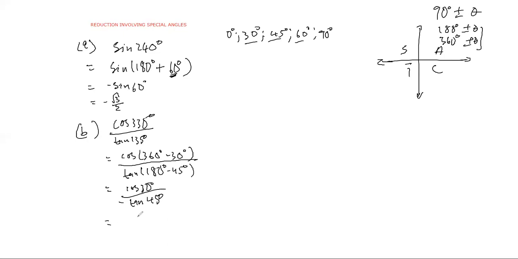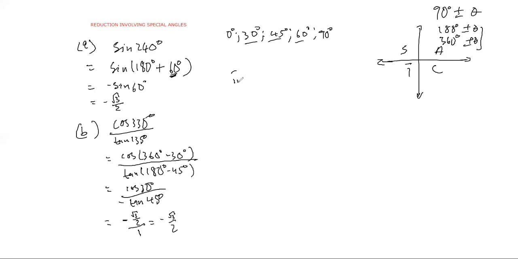What is cos 30? Cos 30 is square root of 3 over 2. I'm going to have that negative there because negative divided by positive is negative, and tan 45 is 1. So the final answer here is negative square root of 3 over 2. That easy, you say? Yes, guys. That's how easy they are.